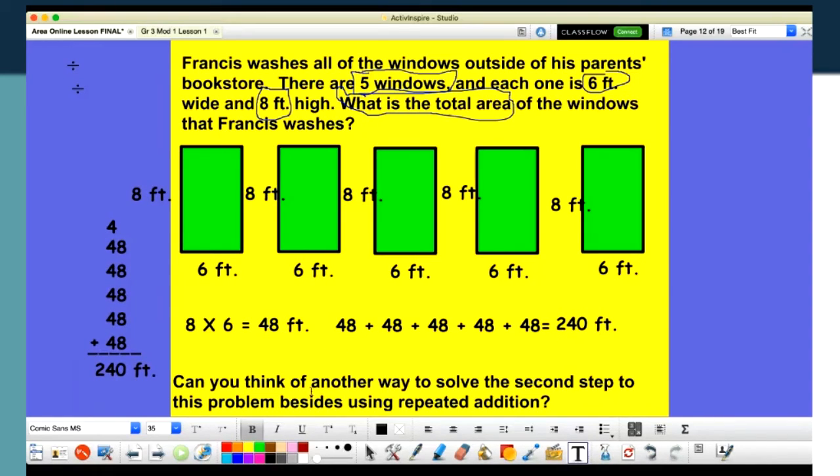Now, there is another way you could have solved that. If you know how to multiply a double digit by a single digit number, we could have multiplied, because we were using repeated addition, 48 times 5. This is the way that we chose to solve it today.